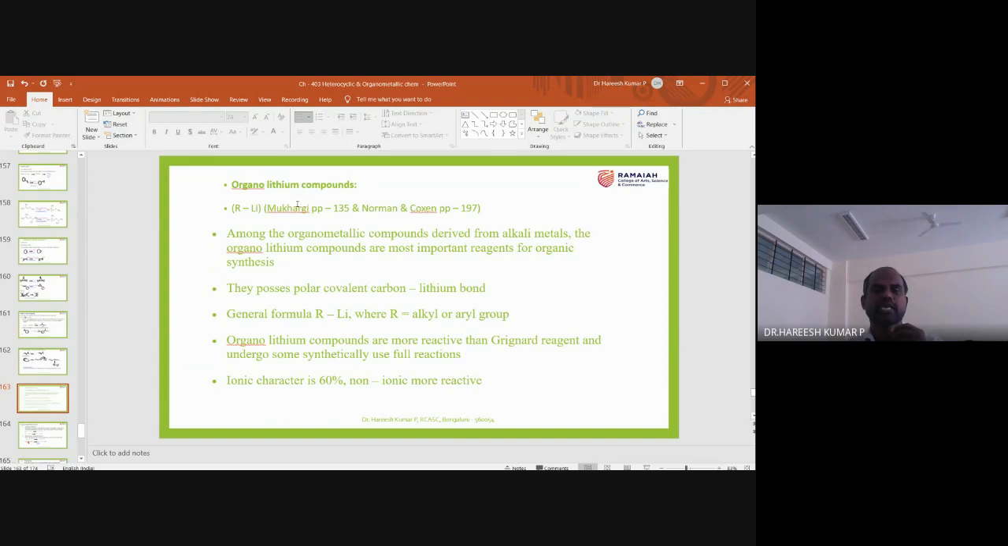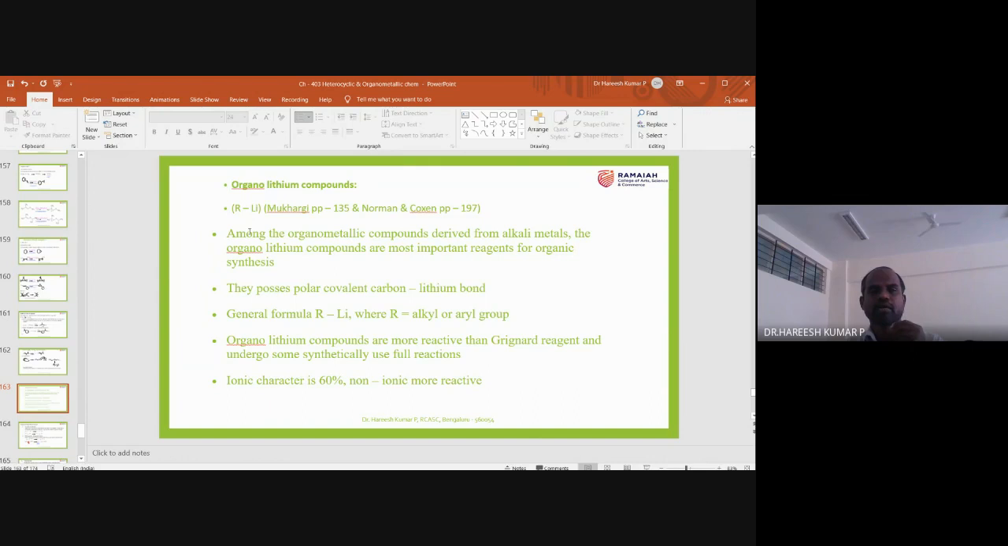So lithium is an alkali metal, alkaline metal. Sodium is the alkali metal, lithium is the alkaline earth metal. So it belongs to the alkaline group.